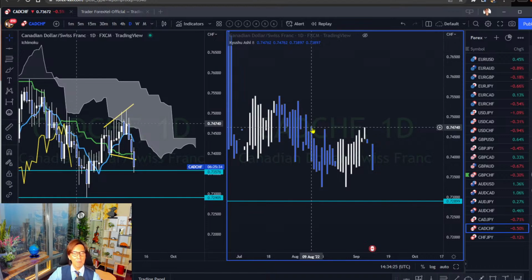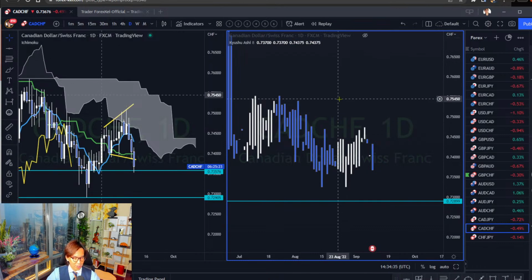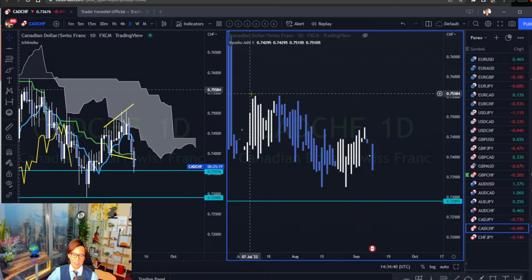But you can backtest, and if it works for you, then of course you can feel free to use it on the lower time frame. But at least for myself, I don't use it, because I see some fakes on the Kyushu Ashi on the lower time frames, and also Ichimoku 5 lines basically.